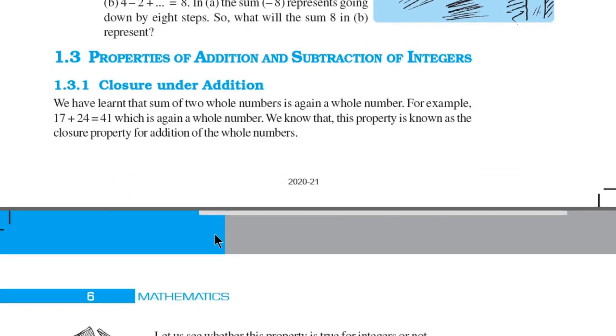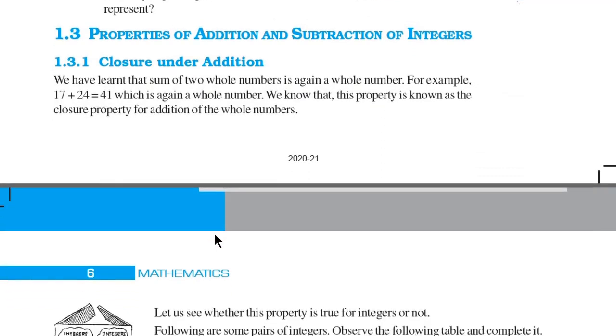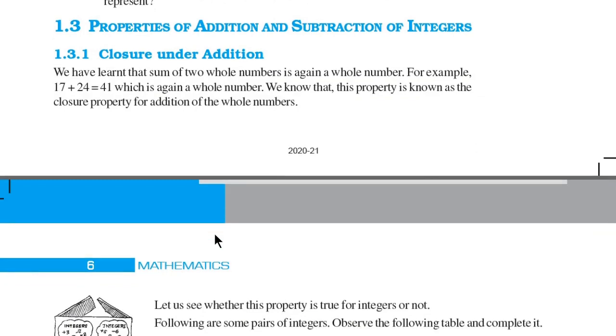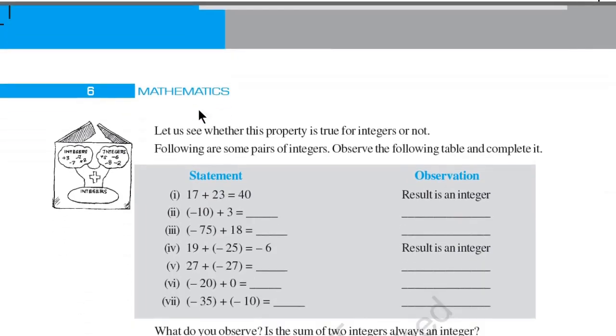1.3.1 Closure under addition. We have learned that the sum of two whole numbers is again a whole number. For example, 17 plus 24 is equal to 41, which is again a whole number. We know that this property is known as the closure property for addition of whole numbers. So let us see whether this property is true for integers or not.